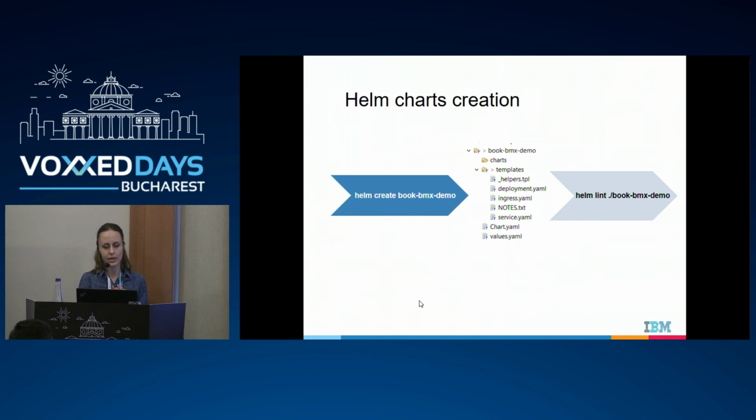Then, for the Helm charts creation, it's easy. You can just do Helm create and the name, whatever you want. And you would just get this hierarchy here with everything given, containing values.yml, your values, and your package description, as mentioned earlier.